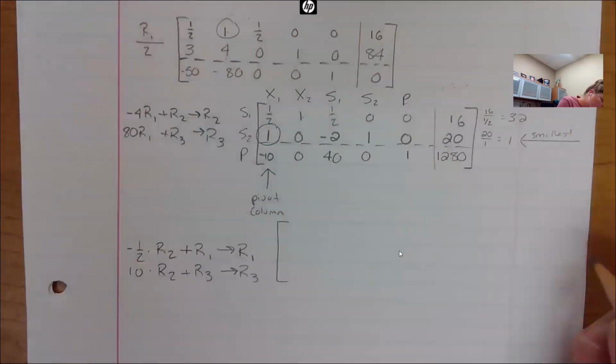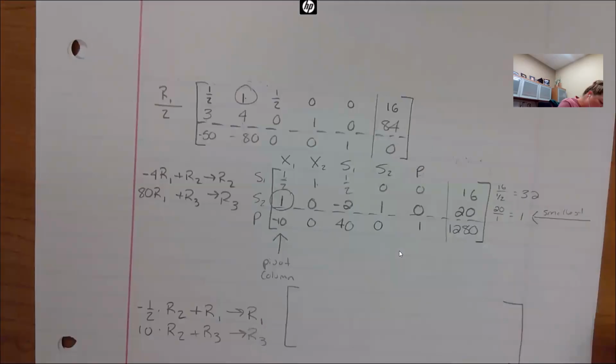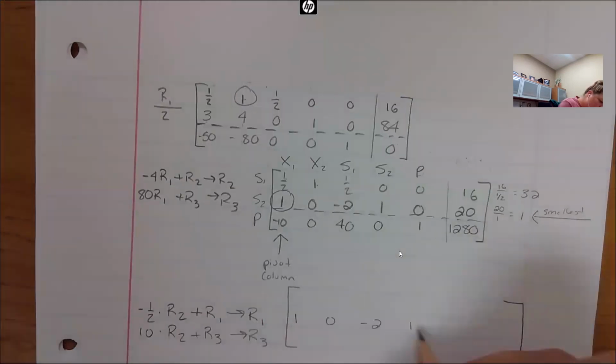All right, let's go ahead and do that. 1, 2, 3. So our middle row is staying the same: 1, 0, negative 2, 1, 0, 20. Nothing changes on that row.